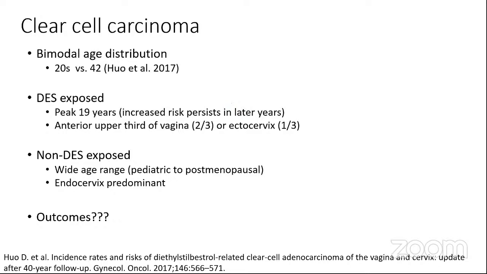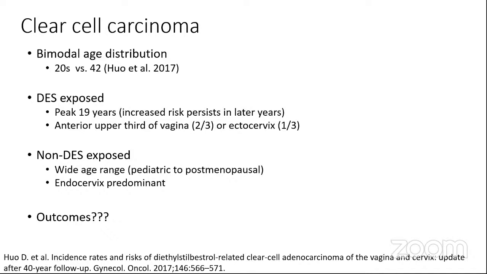In terms of the clinical presentations, these tumors have a bimodal age distribution. The big peak is in the early 20s, late teens, and then another smaller peak around 42 years of age. If you have DES exposure, the peak tends to be in the younger patients, and the tumors tend to occur in the anterior upper third of the vagina or the ectocervix. Whereas in the non-DES exposed patients, there's a much wider age range and the tumors tend to be endocervix predominant.